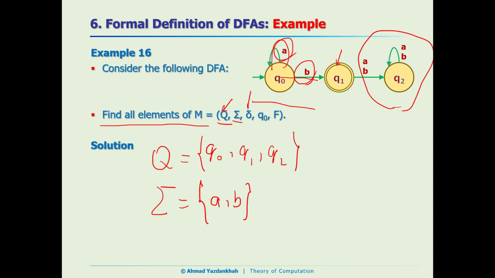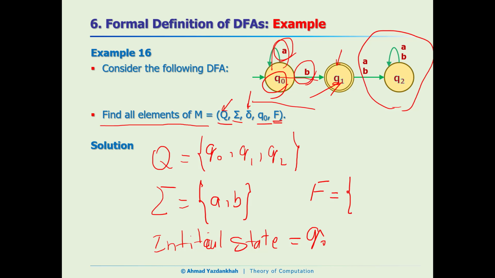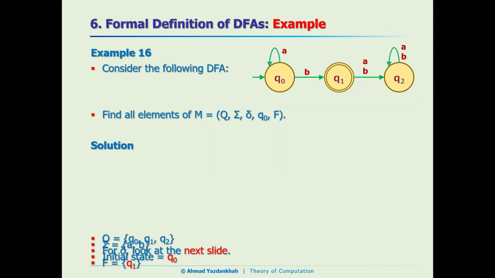For the delta, I will discuss in the next slide. What is the Q0 or initial state? Yeah, it happens to be Q0. So the initial state is Q0. And what is the set of the final states? And it's easy too. So the only final state is Q1. So I owe you the delta function or transition function that I will discuss in the next slide.